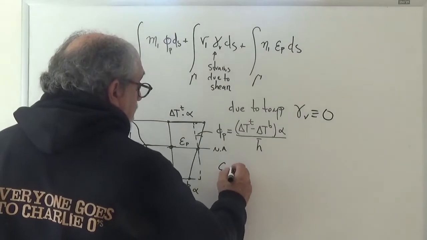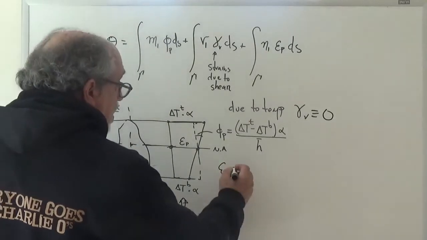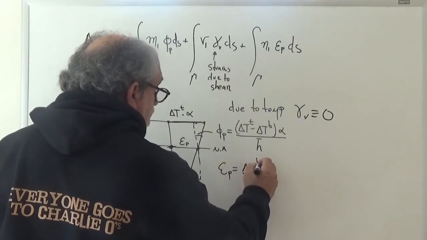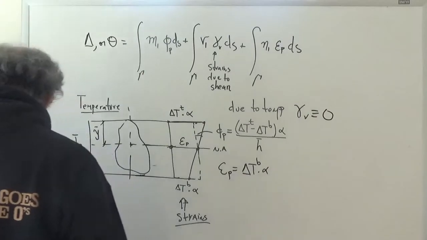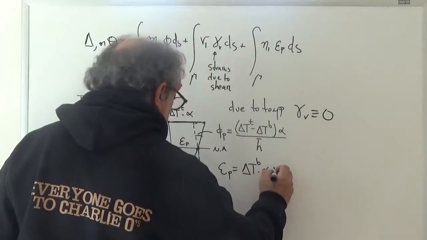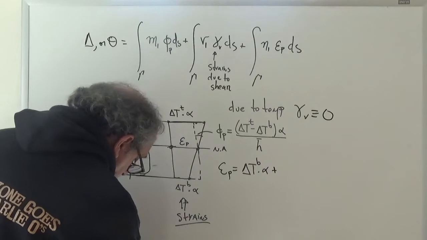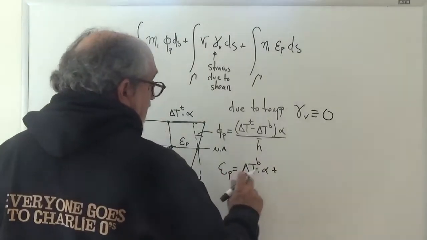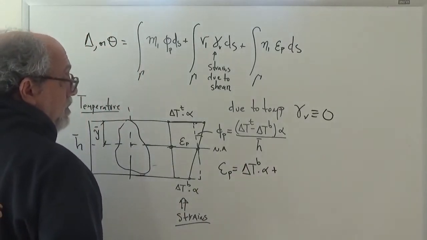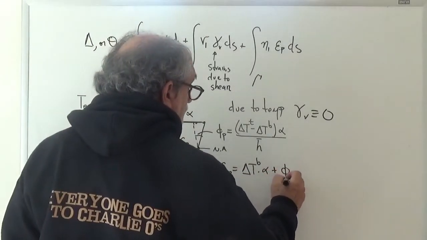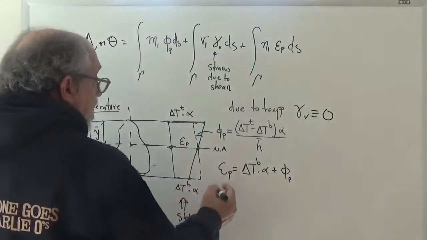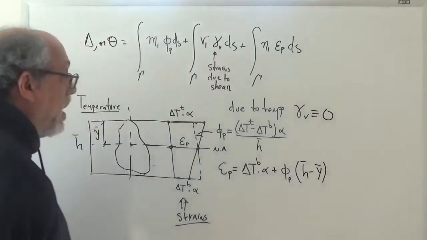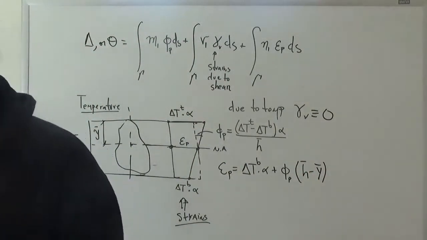And then EP is equal to, you can write it in several ways, but I'll write it as a linear equation starting from the bottom. So it would be delta t at the bottom times alpha plus the angle Vp multiplied times the distance to there, which would be h bar minus y bar. So if you want formulas, those would be the two formulas.